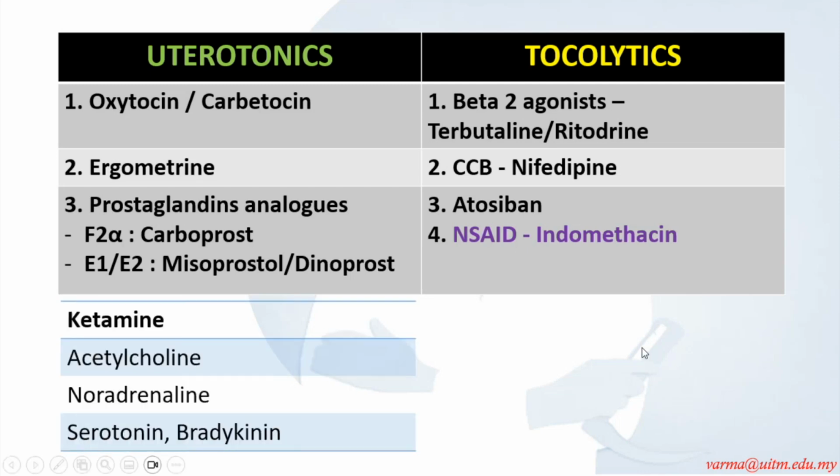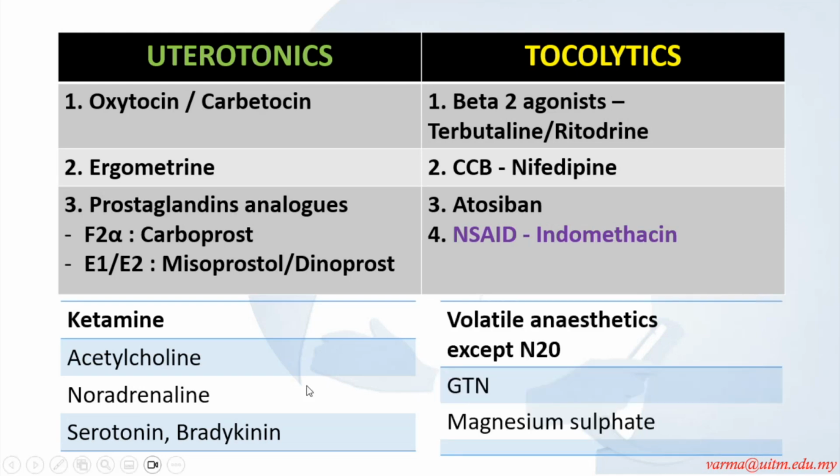Okay, first for uterotonic, ketamine has some uterotonic property. It means it can cause uterine muscle wall contraction. Acetylcholine as well, and noradrenaline, because we talked about the uterine muscle wall as smooth muscle, and smooth muscle can respond to alpha-1 receptor. Noradrenaline can cause vasoconstriction or also cause smooth muscle contraction, and serotonin and bradykinin as well can cause uterine muscle wall contraction. This is for MCQ or SBA purpose.